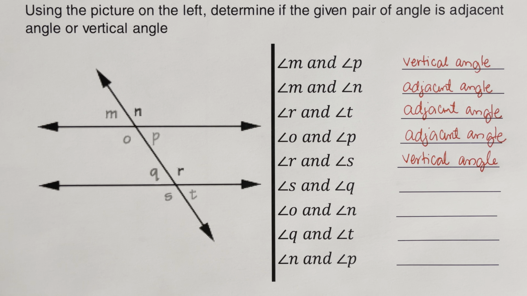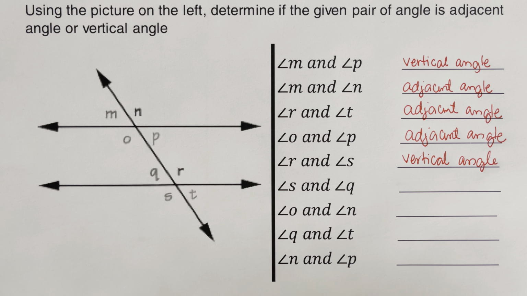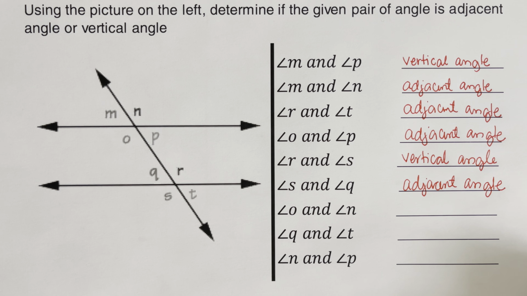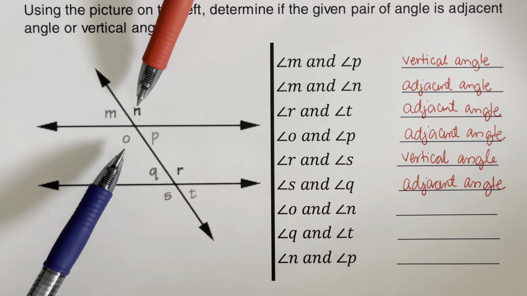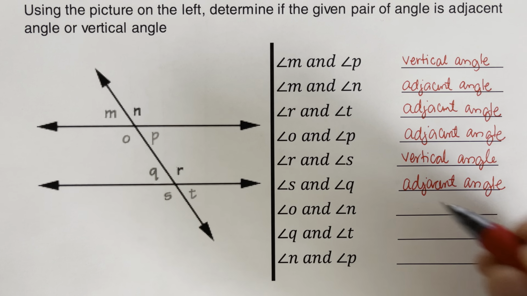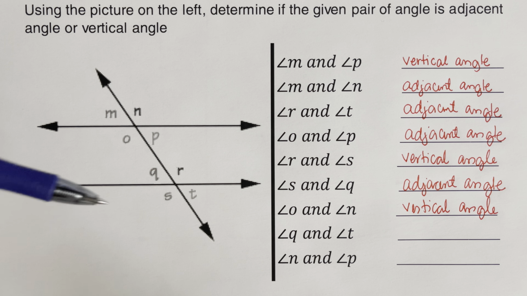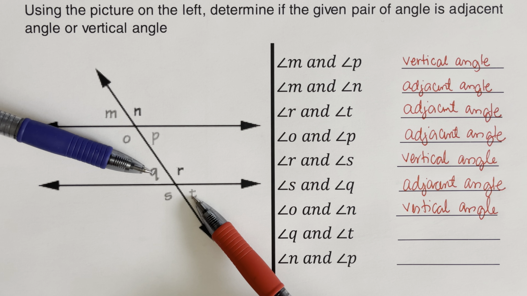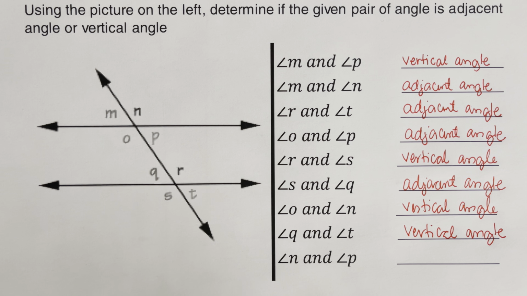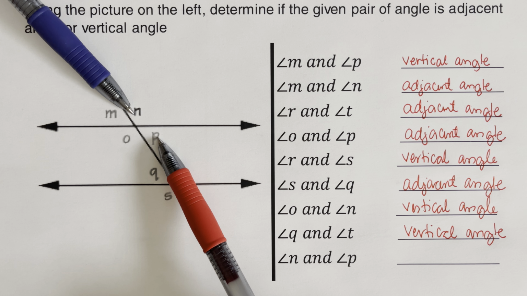We have S and Q. S and Q are right here. They are next to each other, so they are adjacent angles. We have O and N. O and N are right here. They are across from each other, or opposite from each other, so they are vertical angles. Q and T are right here. They're across from each other, so they are vertical. And the last one, N and P. N and P are next to each other, so they are adjacent.